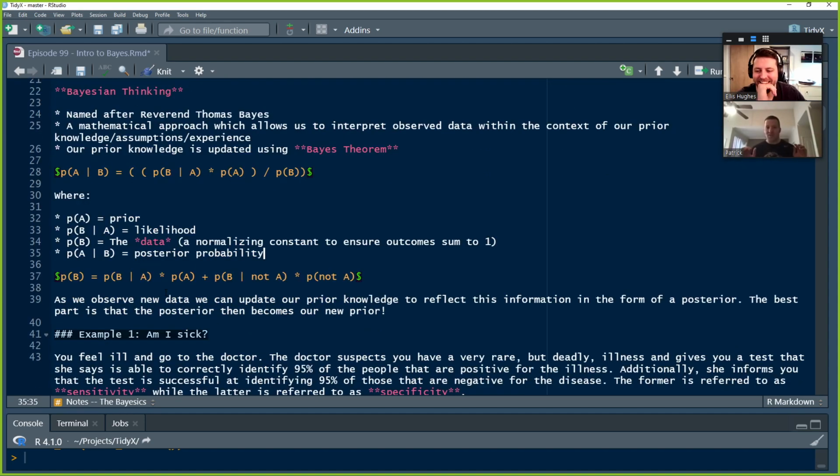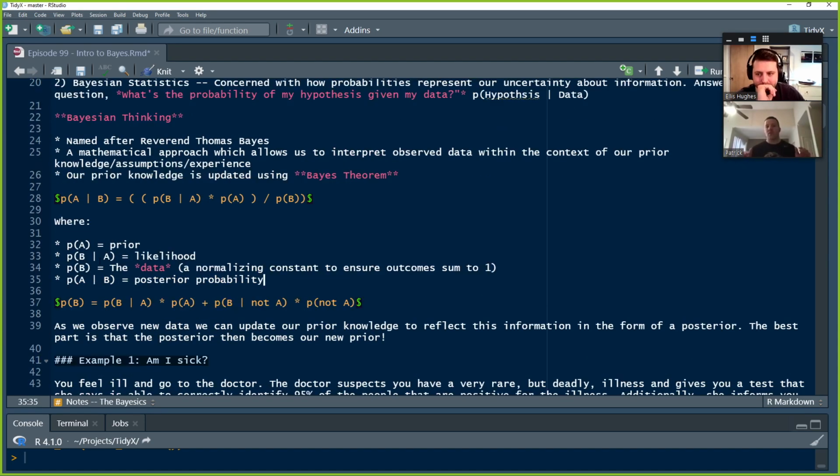So let's break this down within the framework of how we would think about it, not necessarily how we would think about the math, but how we would think about this as a human. Probability of A is our prior knowledge. So I'll give an example. I'm going into this and I'm saying, I know something about Major League Baseball hitters, and I know that on average, the average Major League Baseball hitter has a batting average of 0.26. Okay, so he's a 260 hitter.